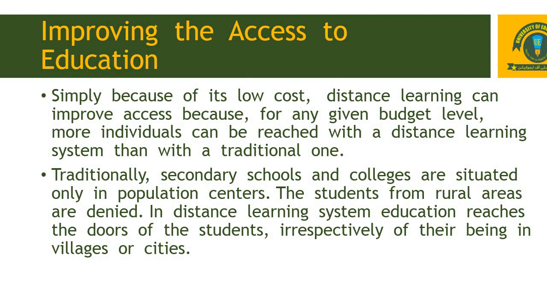The traditional system is that we learn through formal education, whereas distance learning says that we can learn through correspondence. Traditionally, secondary schools and colleges are situated only in populated areas and centers. The students from rural areas are denied. In the distance learning system, education reaches the doors of the students irrespective of their being in villages or in cities.